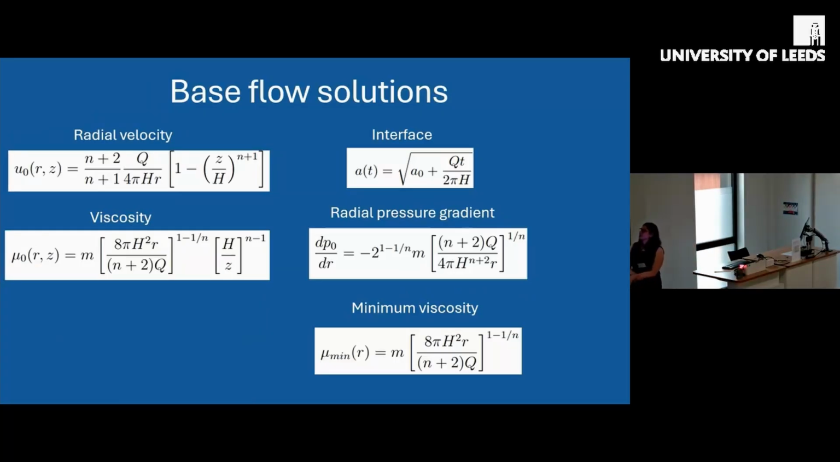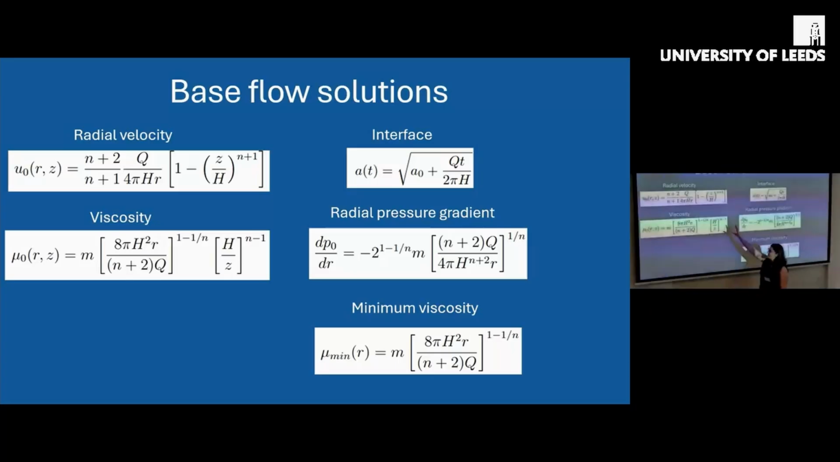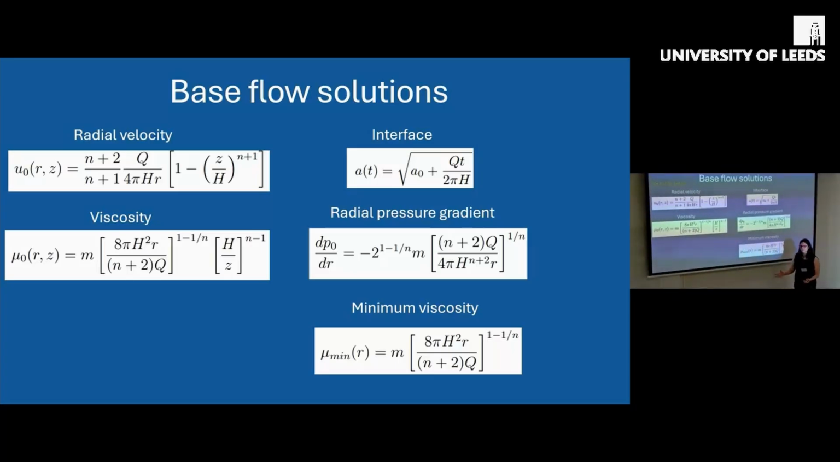The first thing I do is to find the base flow solutions. There is a reason why I have to go through this. I just need to point out one or two things. This is the case where we have our W velocity, and the theta velocity is just 0. Everything is spreading out radially. So we can find our radial velocity, our viscosity, the pressure gradients, the interface, and the minimum viscosity.